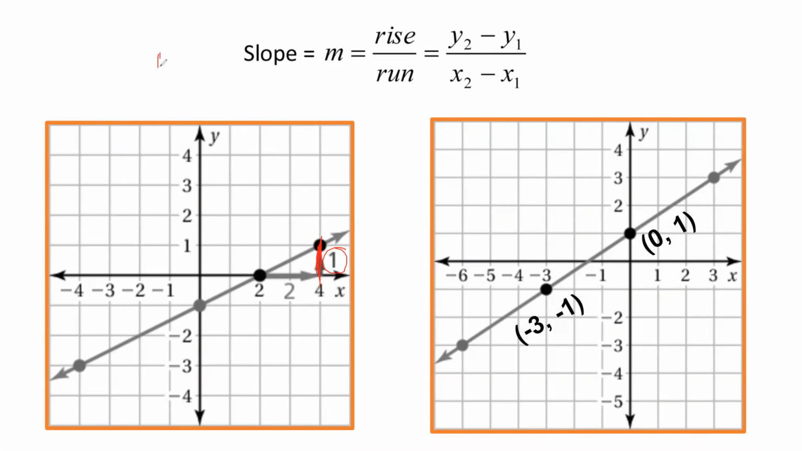So I'm going to write it up there. Change in y is 1 over change of x. That little triangle out front means change. So change of y over change of x. Y is 1, x is 2. So our slope, our m, equals 1 over 2 for this problem.